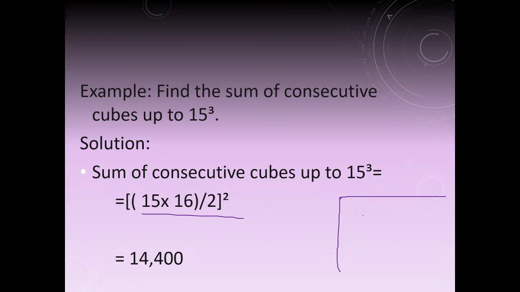You need to first multiply 15 into 16, whatever number you get, you divide it by 2. For example, after multiplying and dividing by 2, my answer is 2. Now, don't forget the square symbol right here. Then we are going to find 2 square. What is 2 square? 2 into 2, 4. Now, your answer will become 4. Okay, students, your answer will become 4.